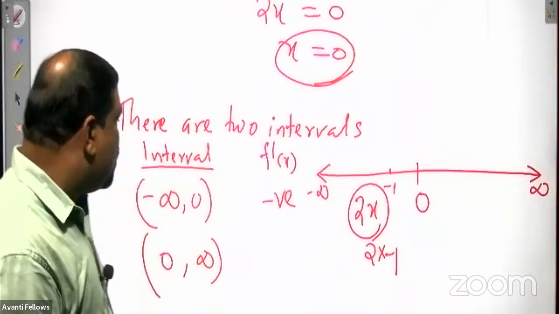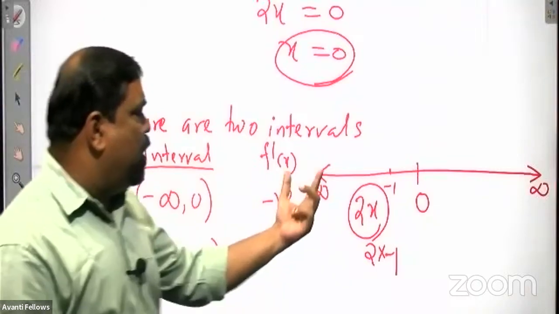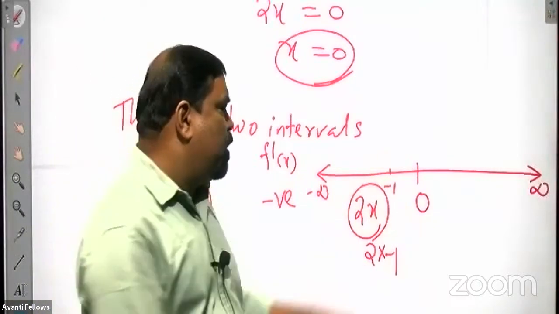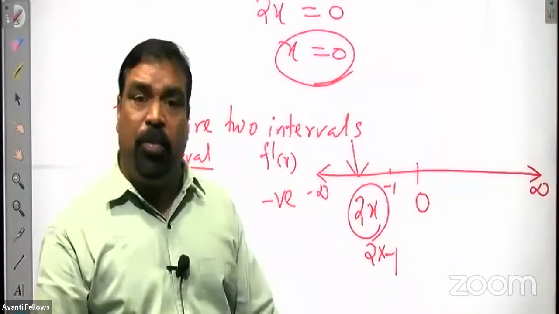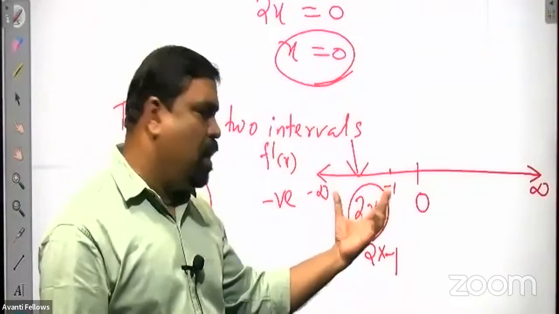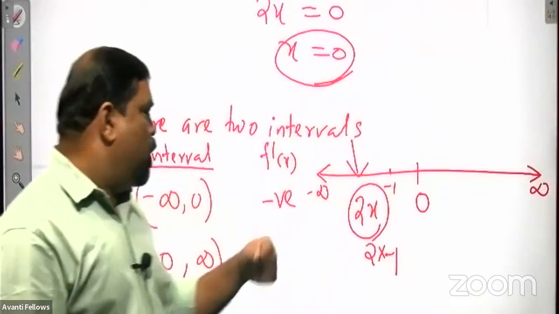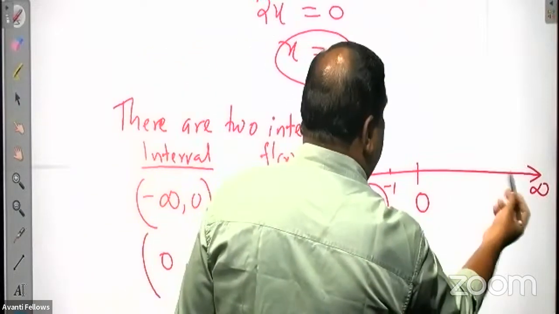So the derivative is negative in the interval minus infinity to 0. That means the function is of decreasing nature, which is what we observed in the graph also. This is the algebraic method. Now let us take the other part, 0 to infinity. Take any point in between 0 and infinity.